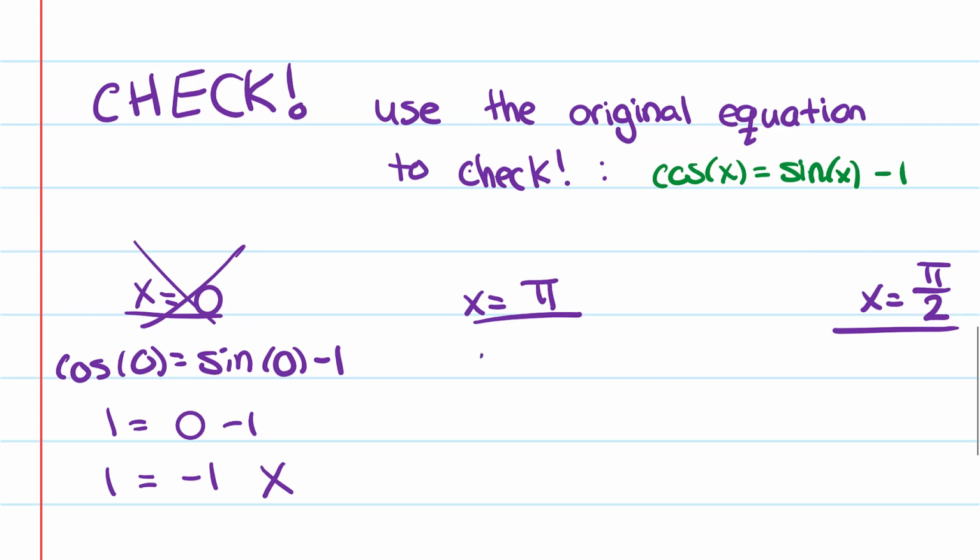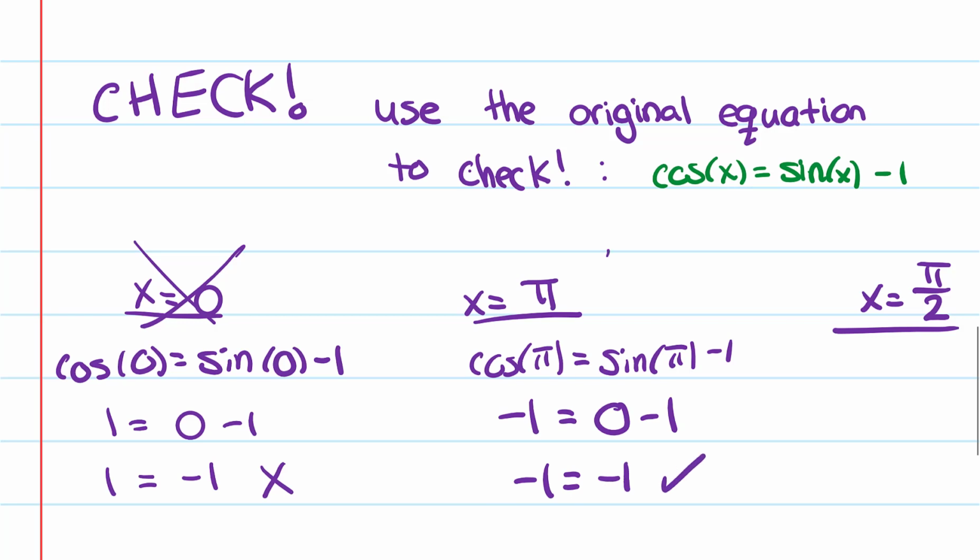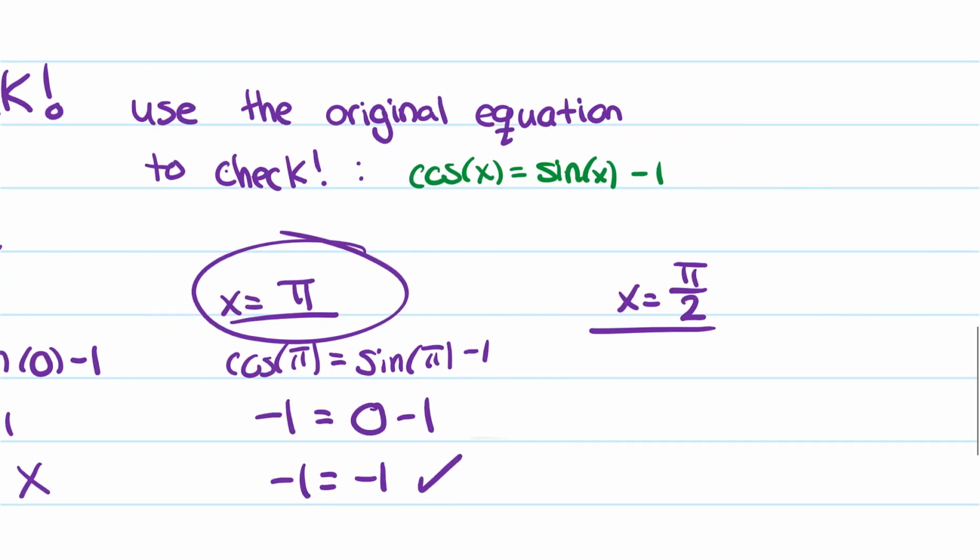Now we check pi. Cosine of pi is equal to sine of pi minus 1. Cosine of pi is -1. Sine of pi is 0, minus 1. -1 equals -1. That's good. That's one of our answers.